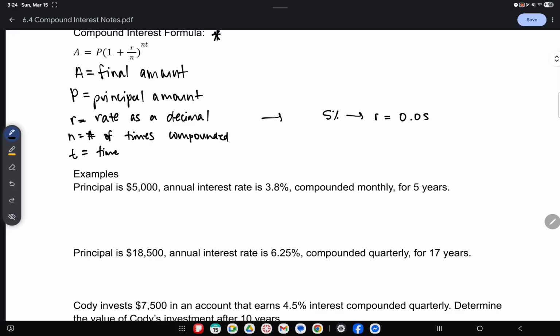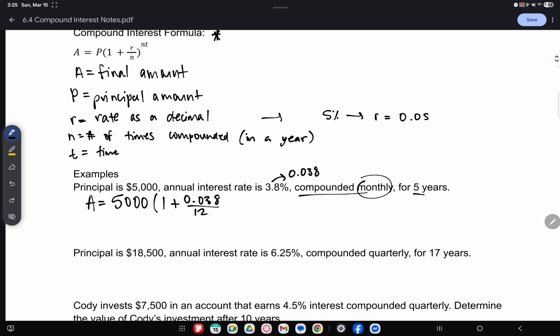So let's run through some examples with this. Principal is $5,000 with an annual interest rate of 3.8% compounded monthly for 5 years. So our final amount is our principal, 1 plus, and then our rate as a decimal, 0.038 over the times compounded. It's usually in a year, so if it's monthly, then it's going to be 12. And then it's raised to the NT, so N being 12, 5 being T. And then we just plug this in a calculator.